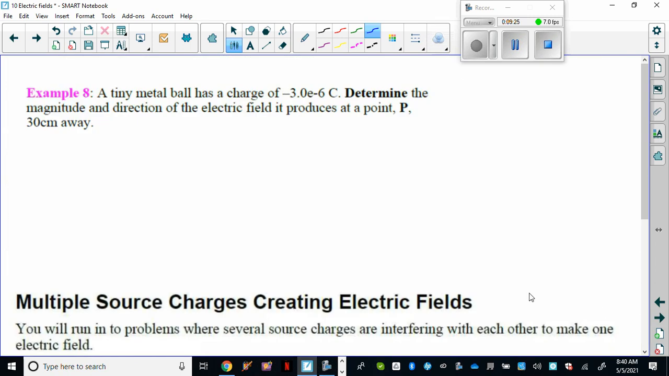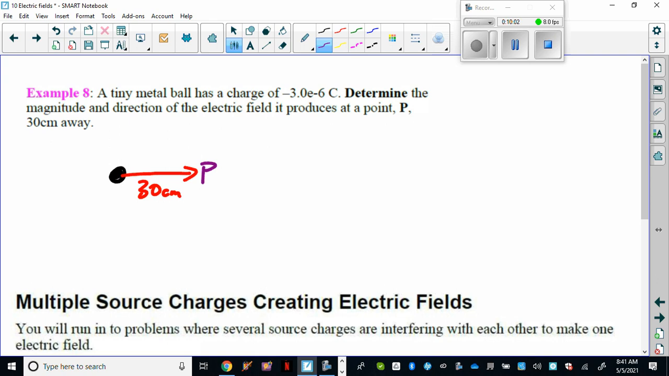Here we go. Example number 8 says a tiny metal ball has a charge of -3 × 10⁻⁶ coulombs. Determine the magnitude and the direction of the electric field at a point P 30 centimeters away. So here's your tiny metal ball, and 30 centimeters away, it doesn't give a direction, so let's just say that this is 30 centimeters here. This is point P right here. We want to determine the electric field strength at that point.